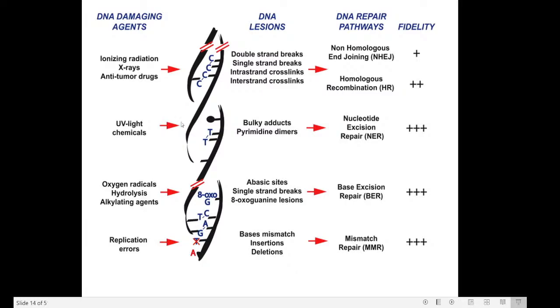Here you can see ionization makes single strand breaks, double strand breaks, intra-strand cross-links and inter-strand cross-links. These are all the causes, and these are all the damage types. Radiation causes bulky adducts and pyrimidine dimers. Then oxygen radicals, hydrolysis and alkylating agents cause single strand breaks. Then replication errors make mismatch insertions.